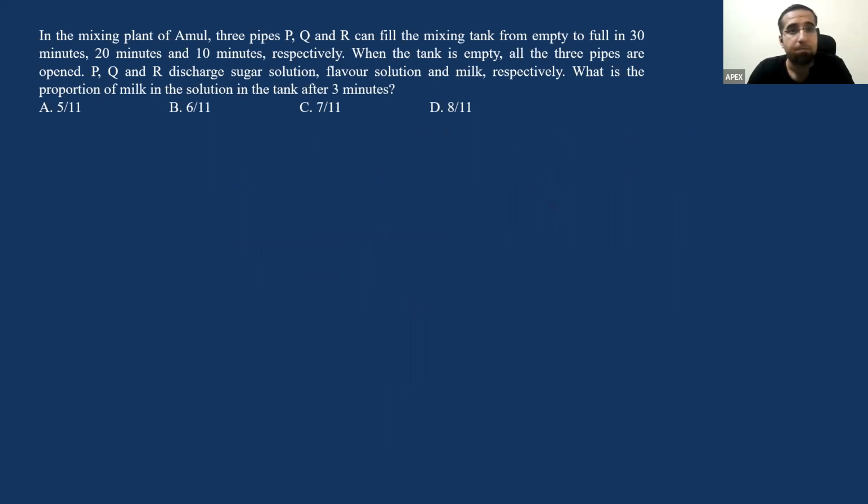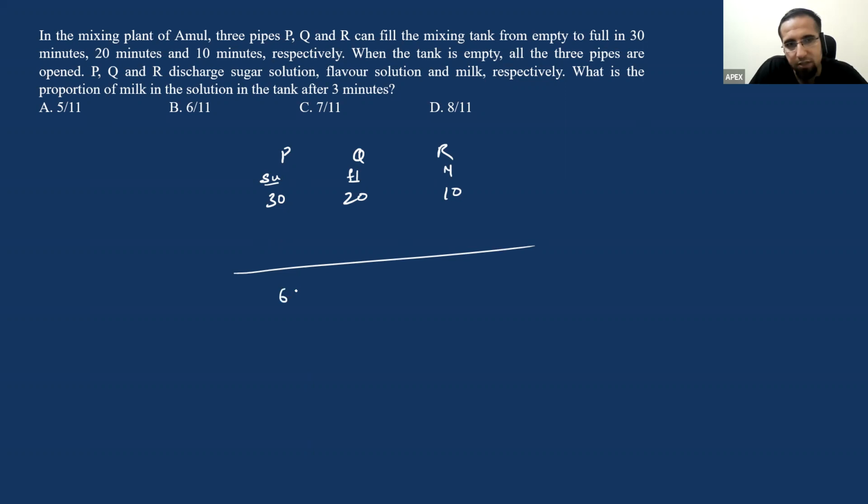Clear, guys? Again, a very easy question here. In a mixing plant of Amul, 3 pipes P, Q, and R can fill the mixing tank from an empty tank in 30 minutes, 20 minutes, and 10 minutes respectively. When the tank is empty, all the 3 pipes are opened, and P discharges sugar solution, this one discharges flavored solution, and this one discharges milk. So the total, let's say, is 60. They release 2, 3, and 6 per minute. Now, what is the proportion of milk in the solution after 3 minutes?